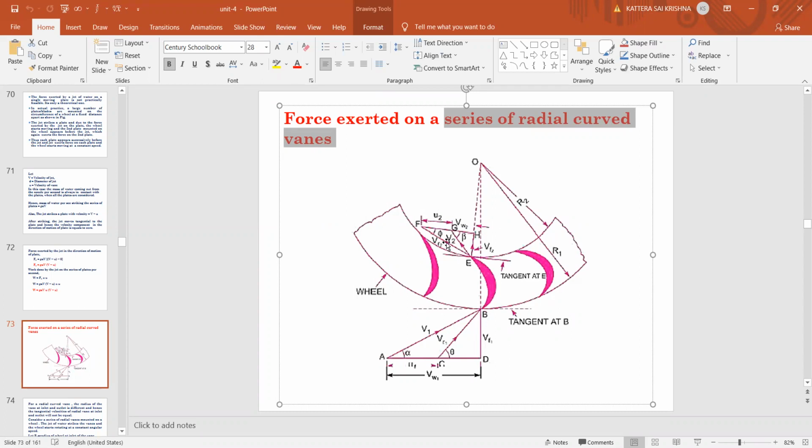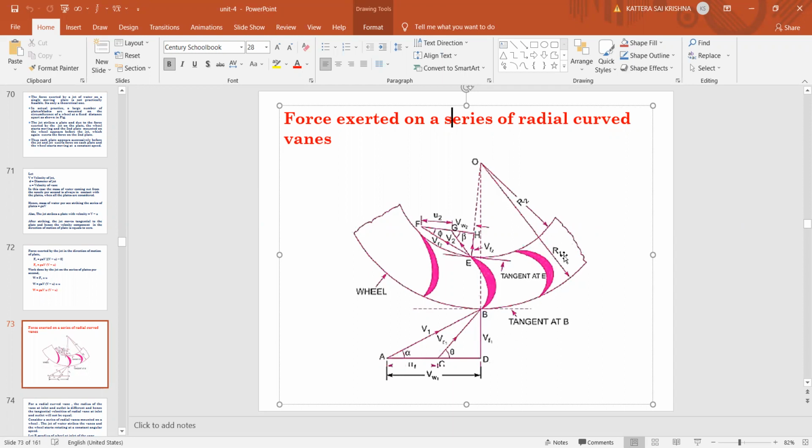Always we have taken U1 and U2 as the same in the case of a single blade. But here, if we see the word series of blades, we need to take that U1 is not equal to U2. So U1 should be calculated by using the angular velocity omega. Similarly, U2 also should be calculated by using the angular velocity omega. Right. So how we will calculate U1 is nothing but omega R1.